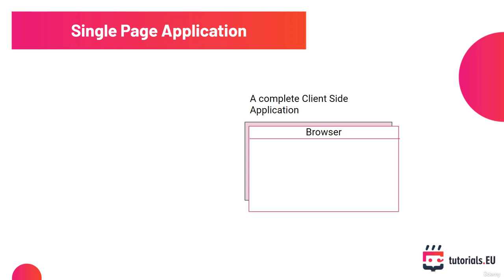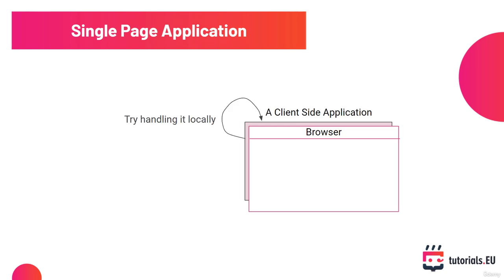Welcome to this video. Let's talk about single page applications right now. So you should know that a web browser, which is actually a program, is capable of running a complete application. Single page applications are exactly this. They are complete applications that are running on the user's browser. So it's an application that is running in the user's browser.